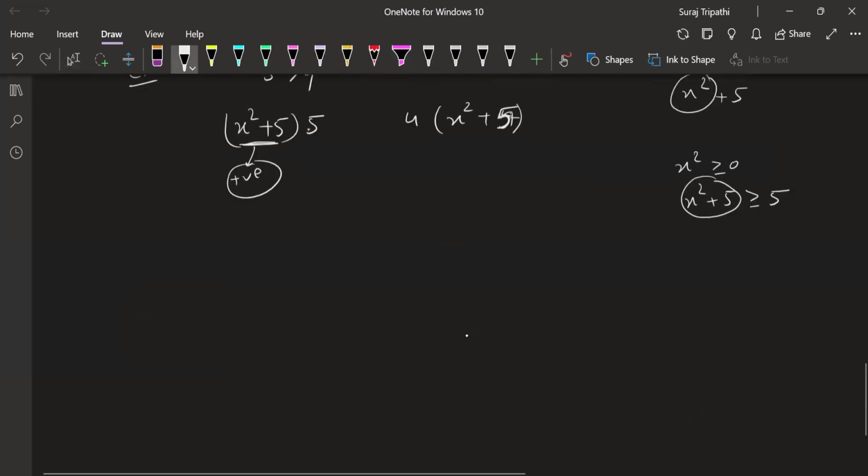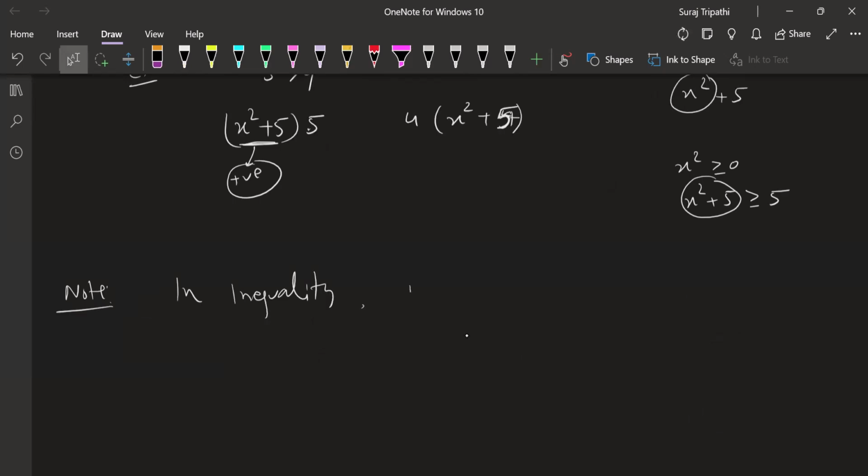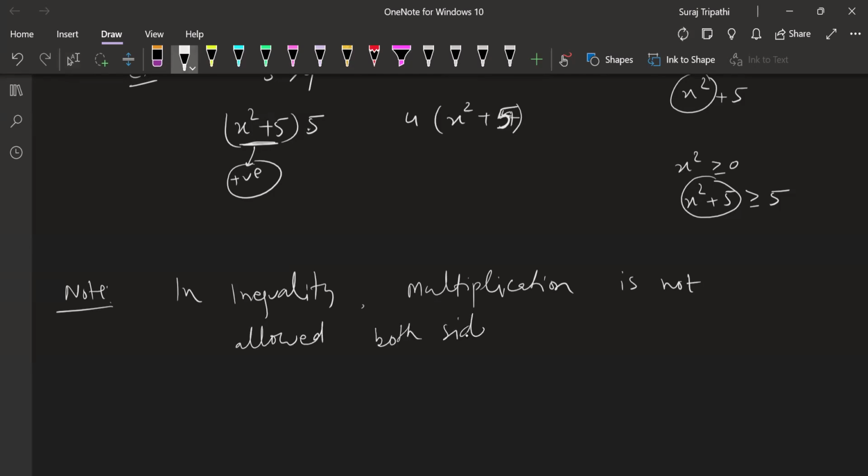So now, make a note here. In inequality, multiplication is not allowed on both sides by a number or expression, right, if the sign of that number is unknown.